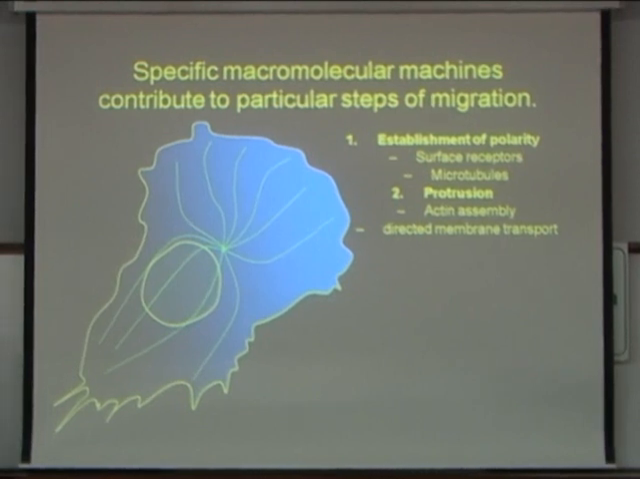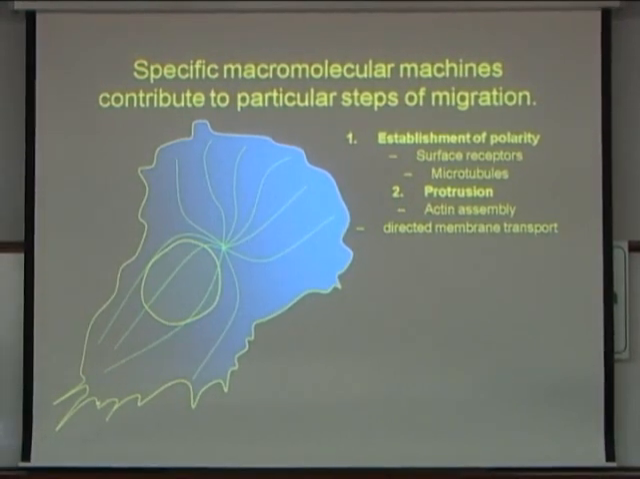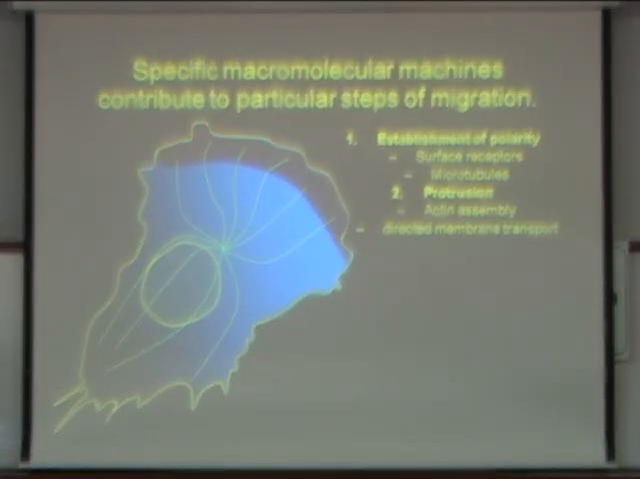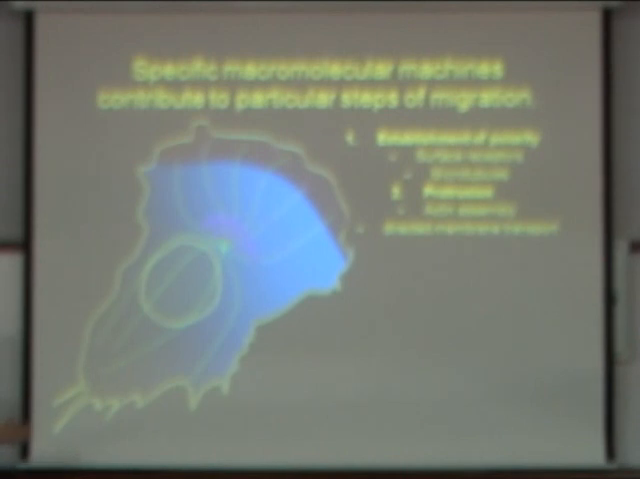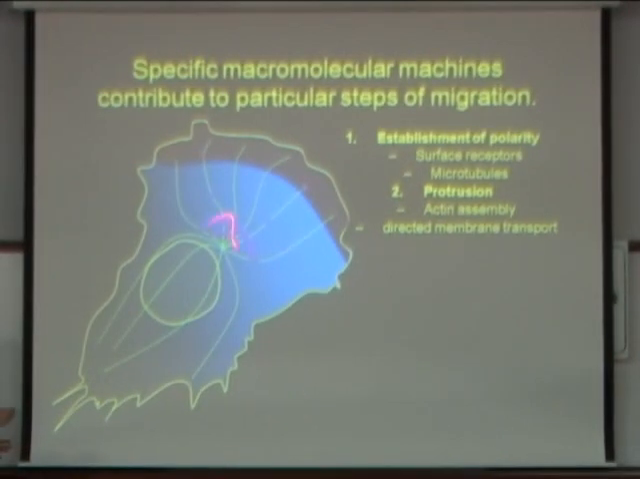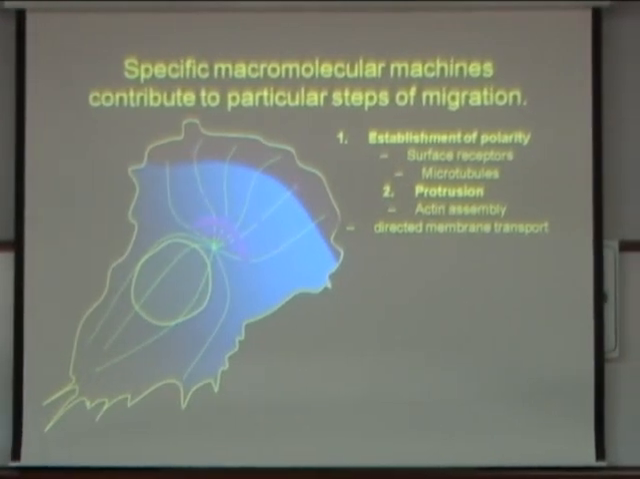Now the front end of the cell has to protrude. This is believed to involve the assembly of actin filaments just subadjacent to the leading edge plasma membrane, as well as the possibility of directed membrane transport to feed this protruding membrane to allow it to expand.